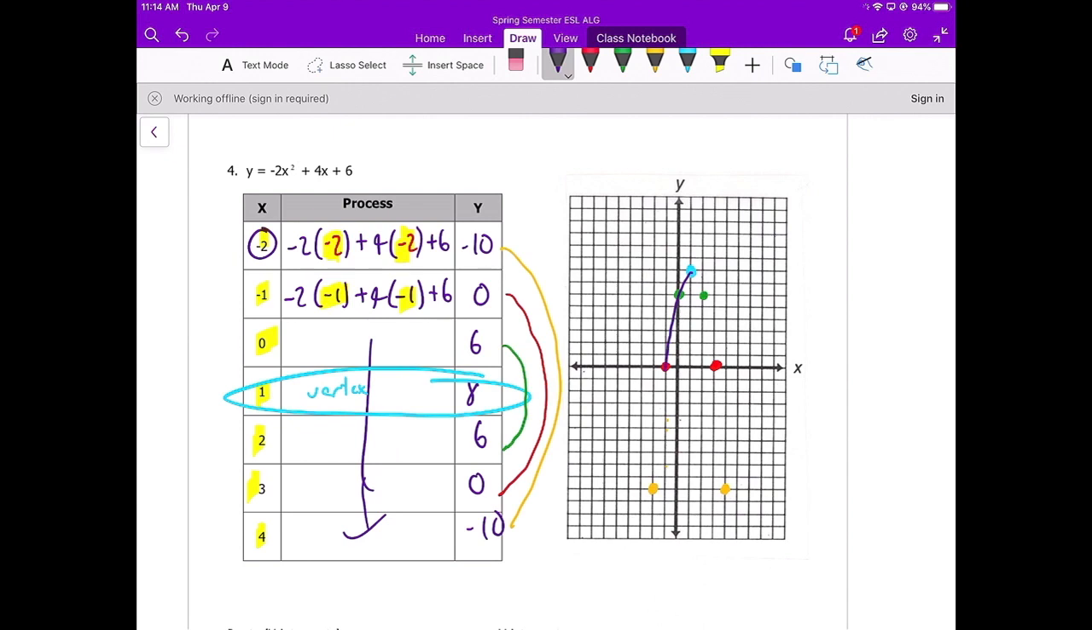So your parabola this time opens down. Opens down, right? Points down. So you have the vertex here. You have 2 roots.